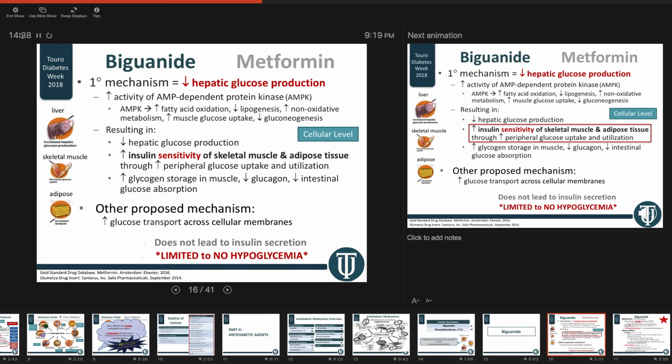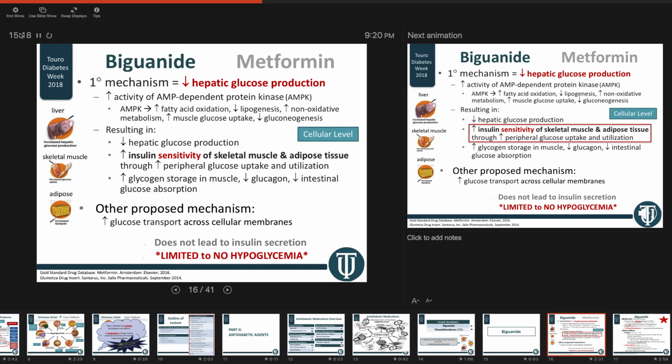So what's the result? Of course, we have less glucose being produced from the liver. And also, as I mentioned earlier, it would help to increase insulin sensitivity, specifically in our skeletal muscle and also in our adipose tissue. Then we will also see glycogen storage increase in the muscle, and we will have a lower glucagon level, and also a lower intestinal glucose absorption.